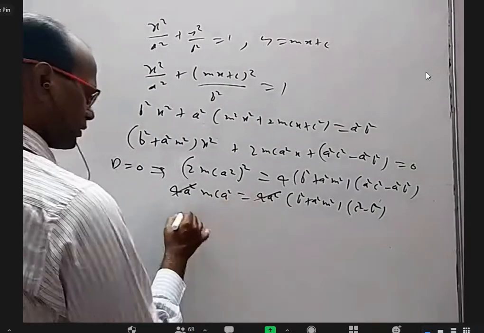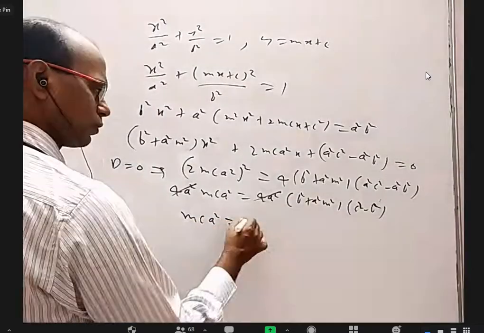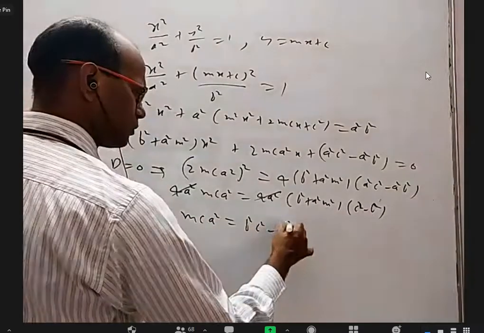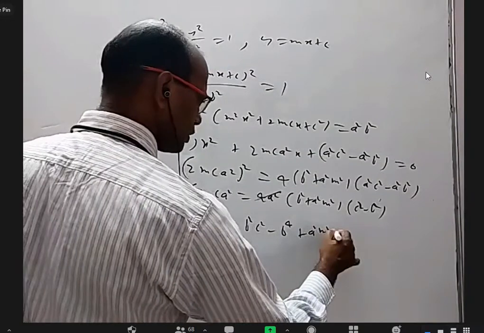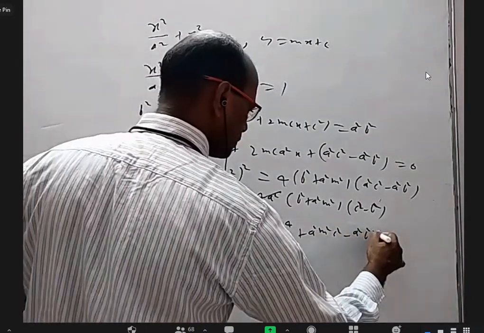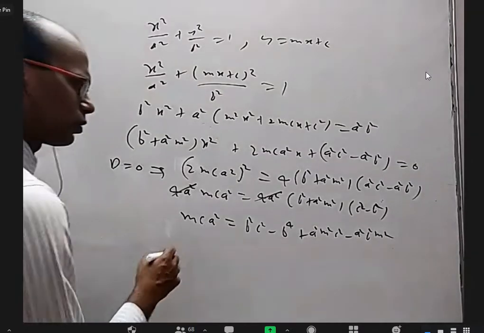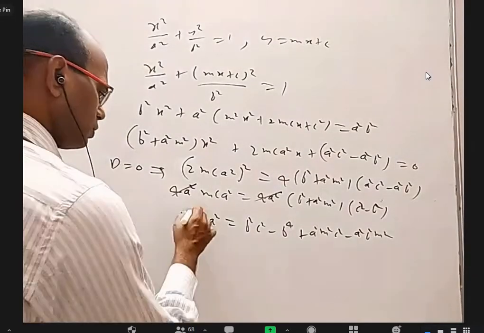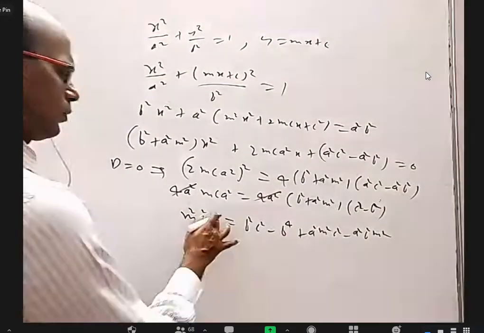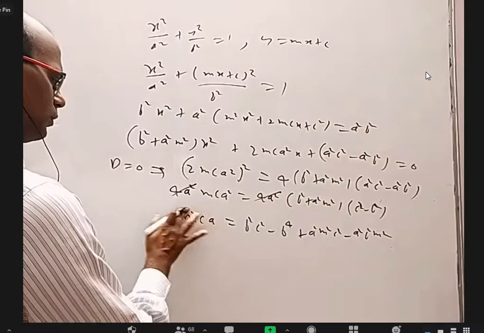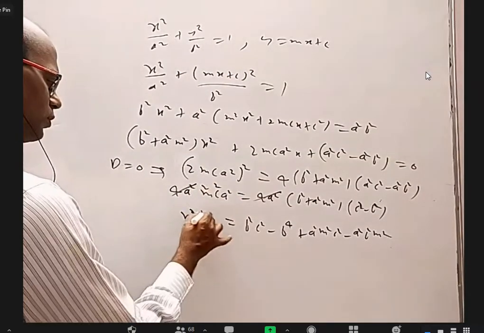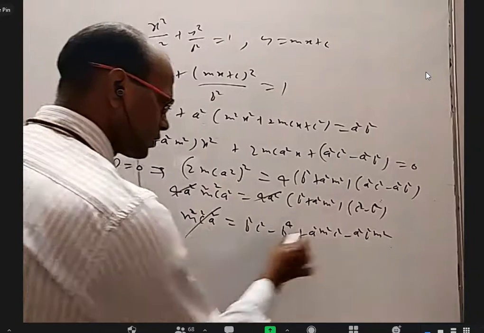Okay, now when I expand, m square c square a square equal to b square c square minus b power 4 plus a square m square c square minus a square b square m square. This also I'm expanding, so this is m square c square a power 4, but here itself a square is there, so m square c square a square. This and this got cancelled.